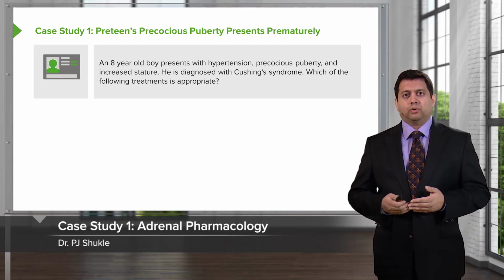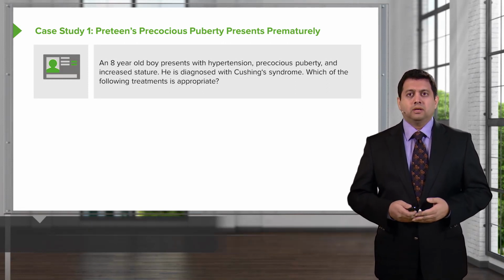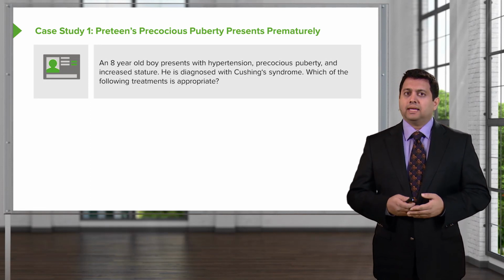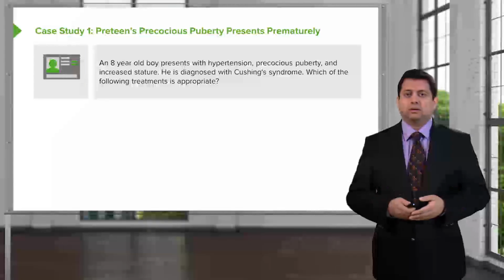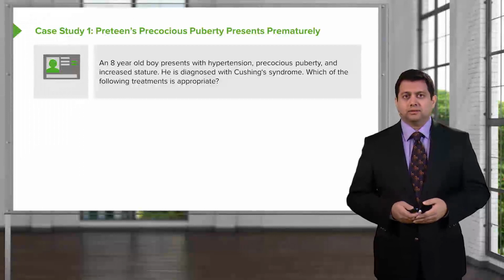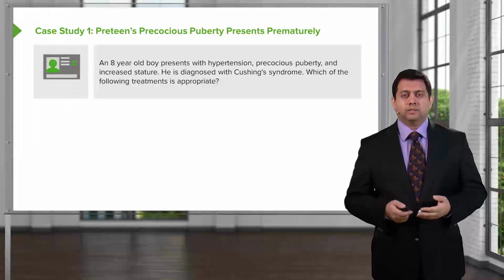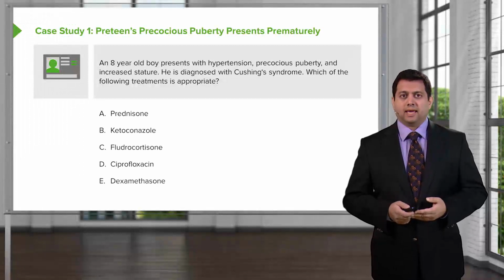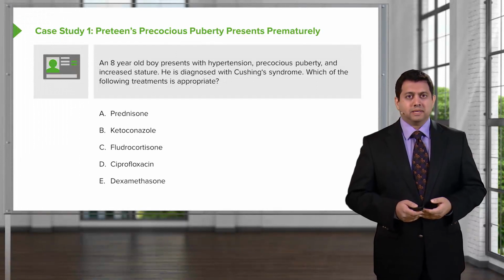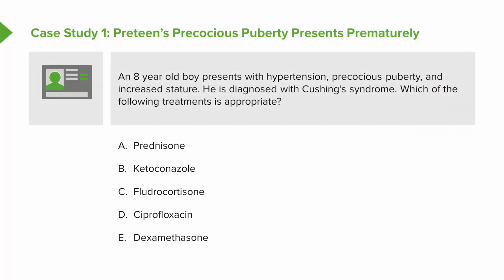An 8-year-old boy presents with high blood pressure, precocious puberty, and an increased stature, meaning that he's tall. He's diagnosed with Cushing's syndrome. Which of the following treatments is appropriate? A. Prednisone, B. Ketoconazole, C. Fludrocortisone, D. Ciprofloxacin, and E. Dexamethasone.